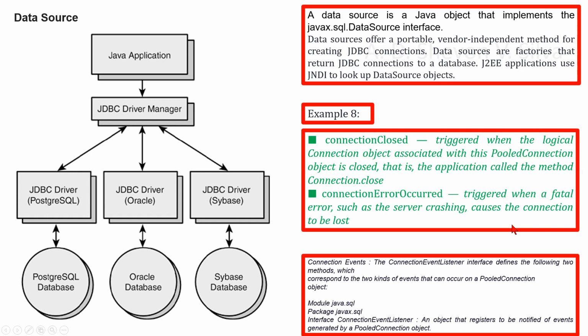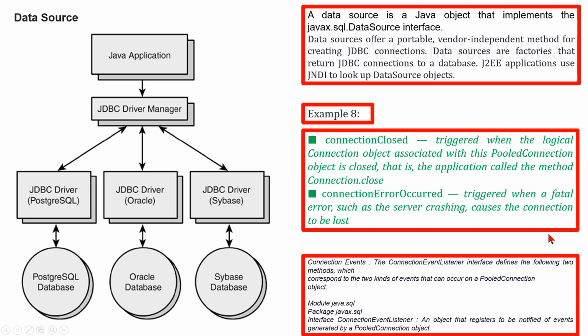Recall that when an application calls the method connection.close, the underlying physical connection, the PooledConnection object, becomes available for reuse. JavaBeans style events are used to notify the connection pool manager, the application server, that a PooledConnection object can be recycled. In order to be notified of an event on a PooledConnection object, the connection pool manager must implement the ConnectionEventListener interface and then be registered as a listener by the PooledConnection object.